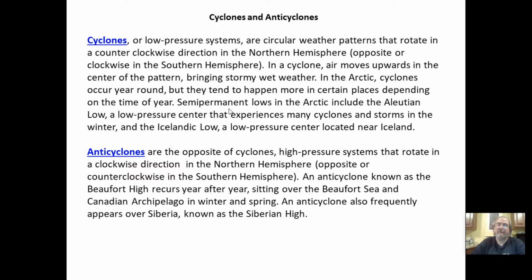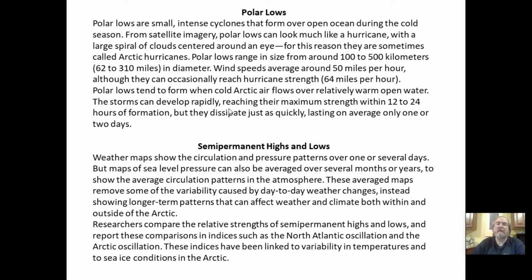Anticyclone also frequently appears over Siberia, known as the Siberian High. And so you have polar lows, which are small intense cyclones that form over open ocean during the cold season. From satellite imagery, polar lows can look much like a hurricane with a large spiral of clouds centered around an eye. For this reason, they're sometimes called Arctic hurricanes.